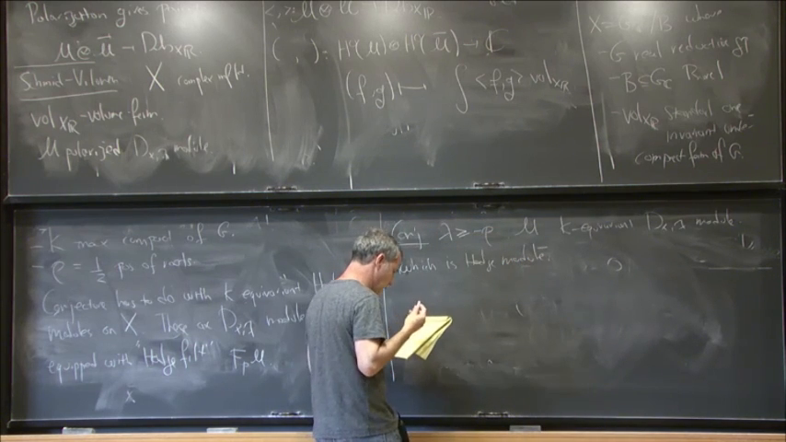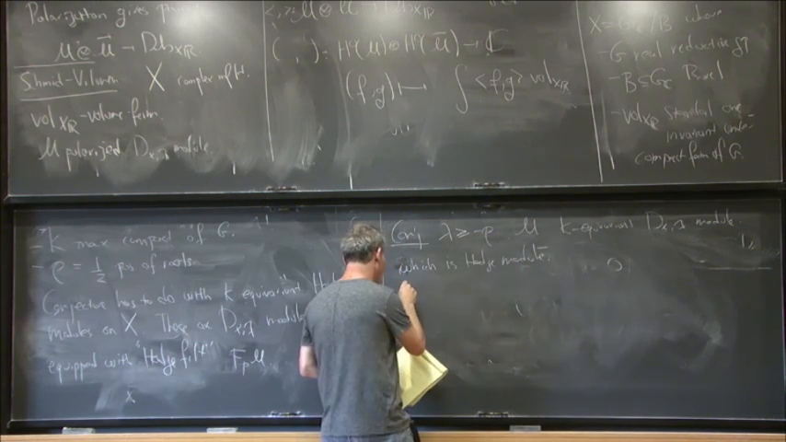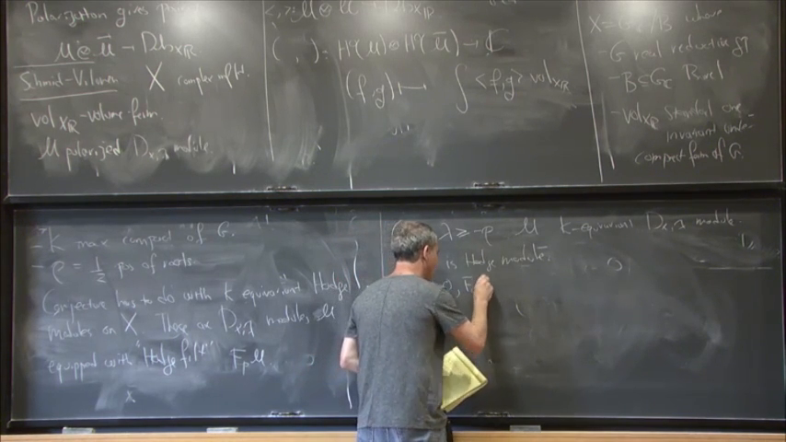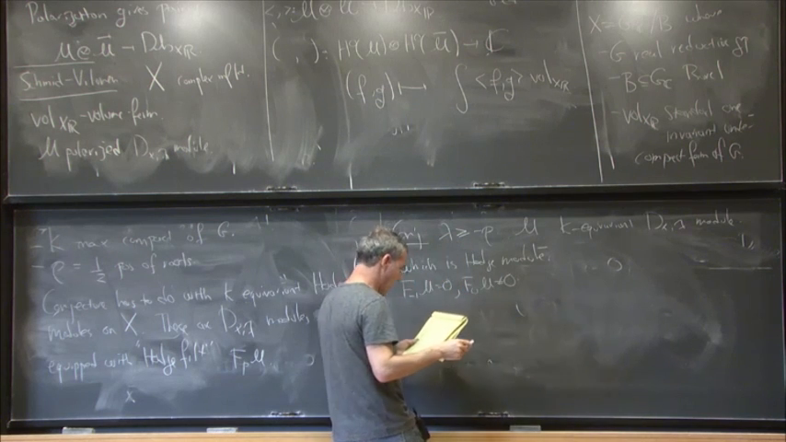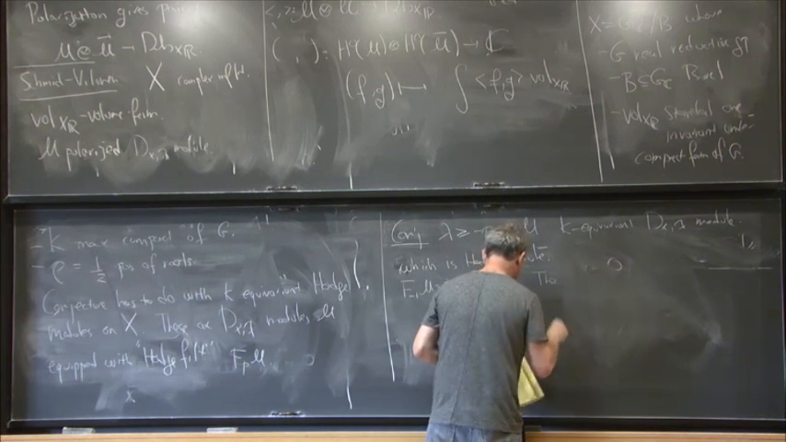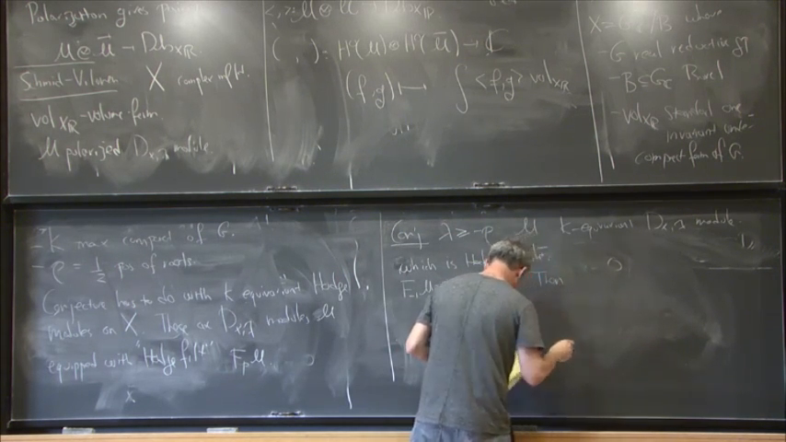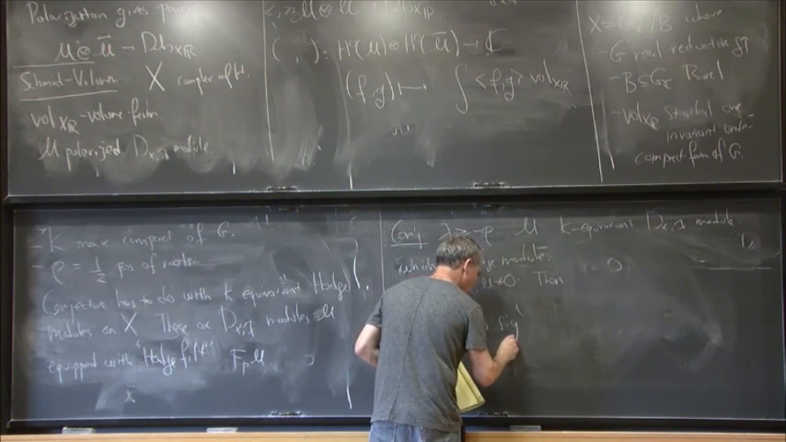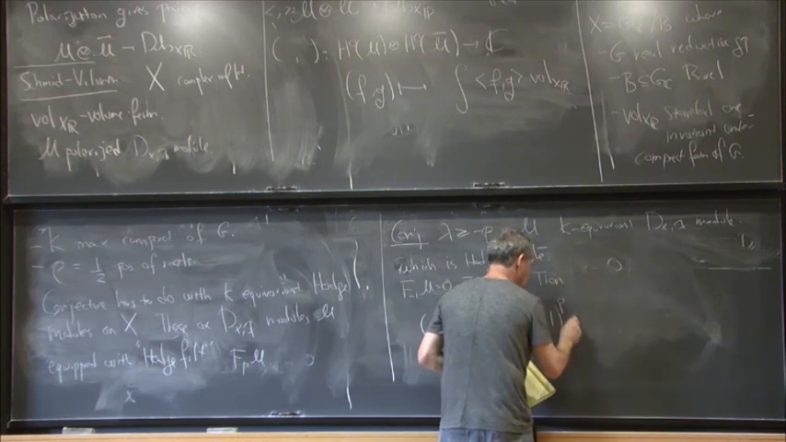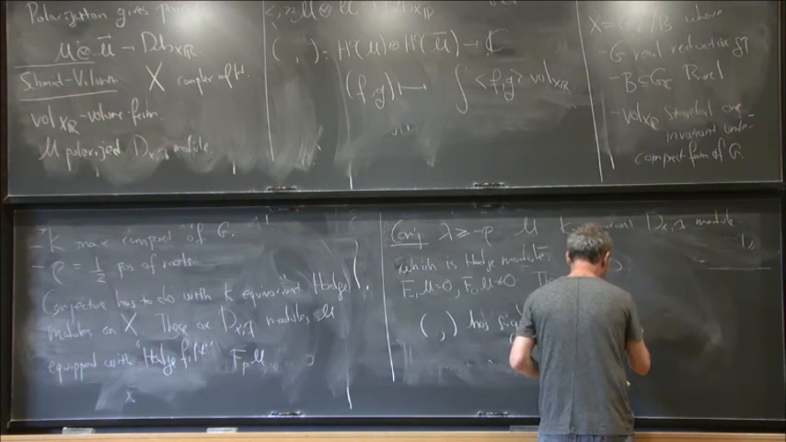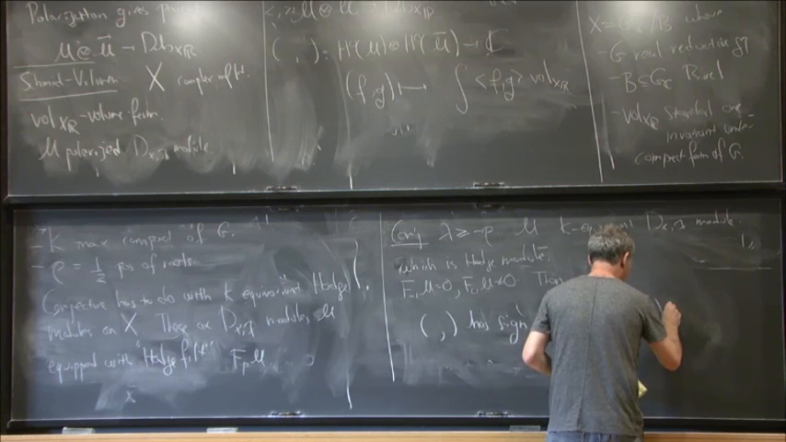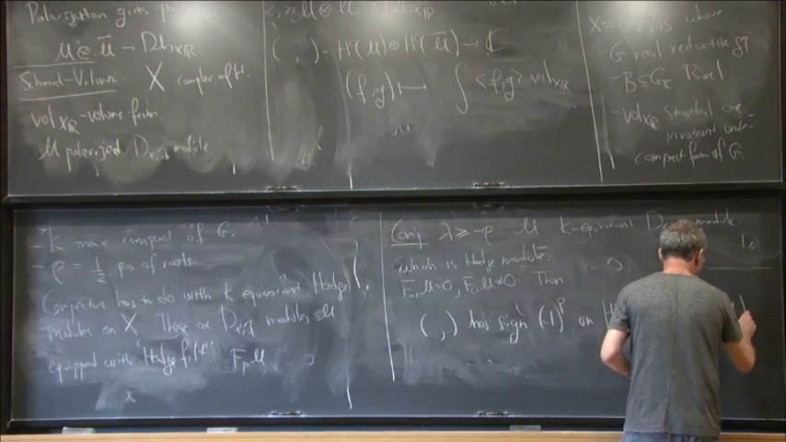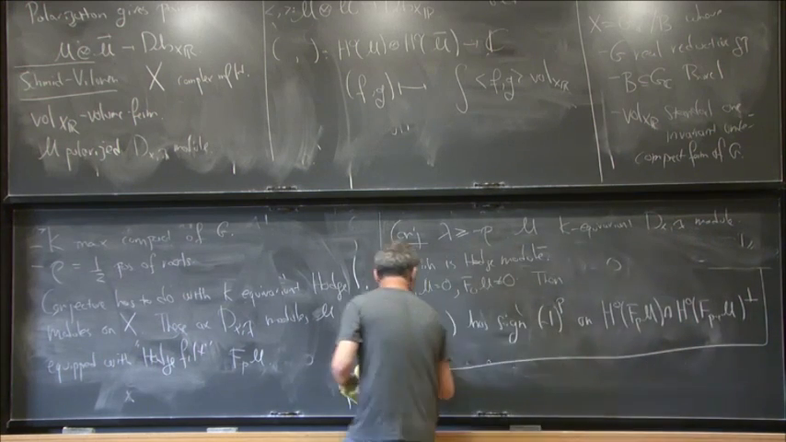Okay, and then we make a normalization. So let's make it so F_{-1} of M is equal to 0, and F_0 of M is not equal to 0. Okay, then the conjecture is that this form has sign (-1)^p on H^0 of F_p of M intersect H^0 of F_{p-1} of M perp. That's the conjecture.